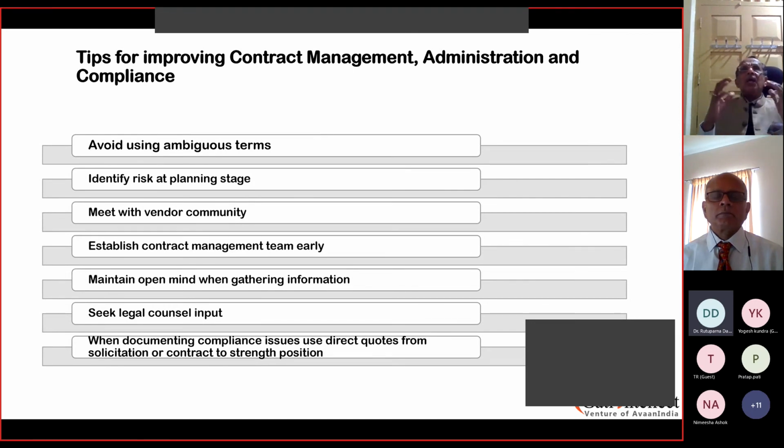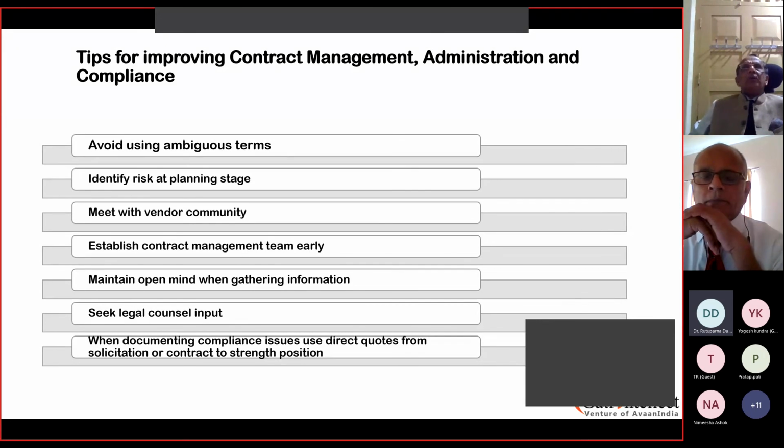You got to incorporate the application, which is vital. There's no point in academically making up a contract. It has to be practical. You have to evaluate the practicality of the contract. Then lastly, when gathering compliance issues, use direct questions from the solicitation or contract to strengthen the position.